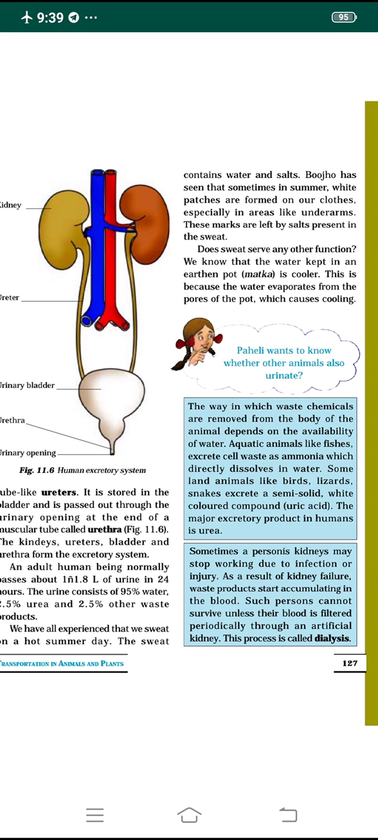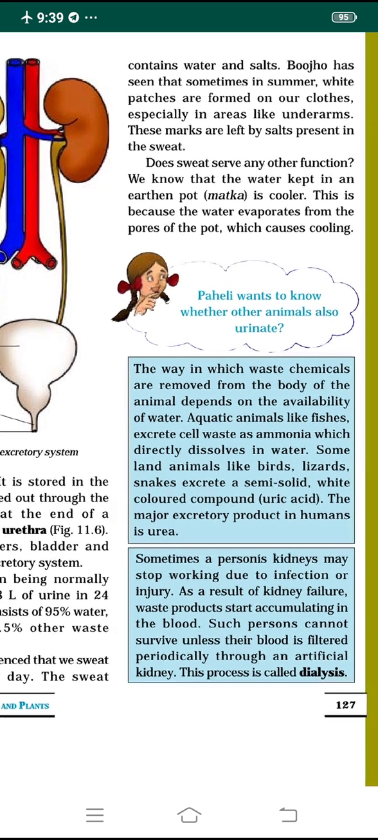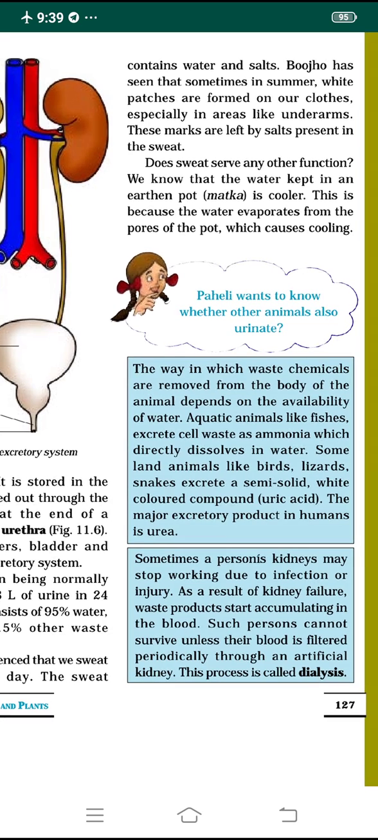This is very important, dear students, so give your attention here. Sometimes a person suffers from a kidney problem, where the kidneys stop working due to infection or injury. As a result, kidney failure takes place, which means the function is stopped. The process of filtration of blood stops, so the waste products cannot be removed as urine.